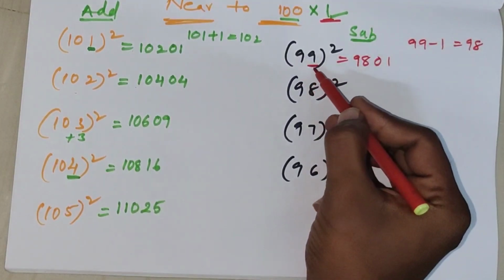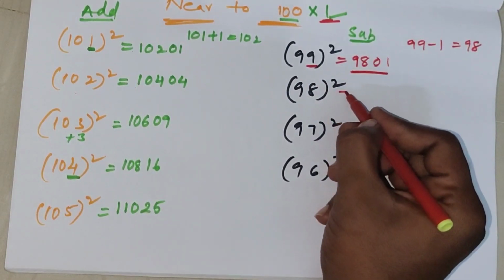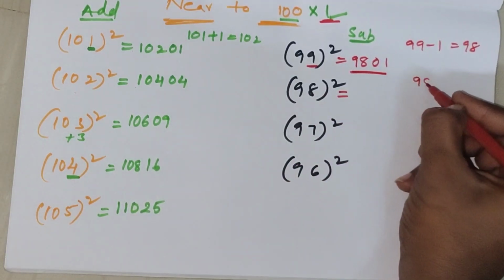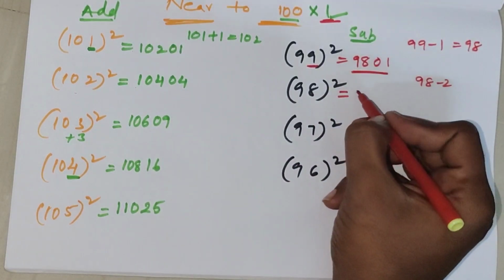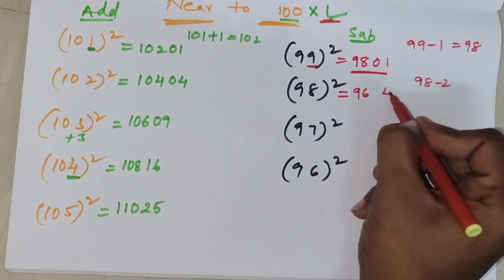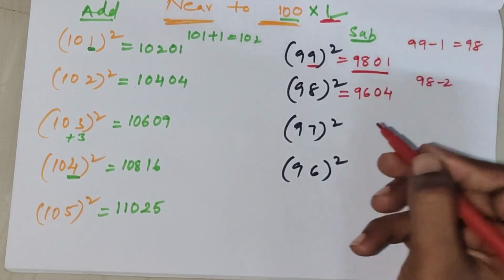Here 99 whole square is equal to a 4-digit number only. No need to get confused. Okay, 98. How much less? 2 less. Subtract 2 from that. 98 minus 2 will get us 96. How much less? 2 less. 2 square is 4. But it is a 4-digit number, so add 0 before that.